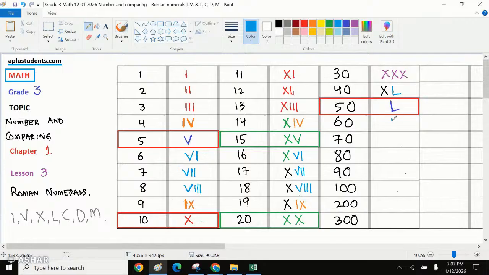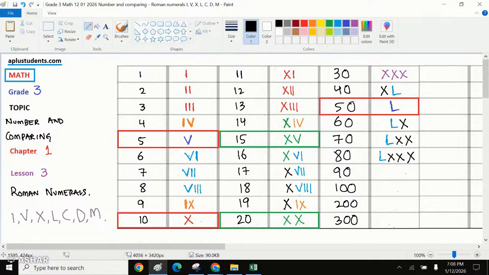60 would be 50 and 10. Okay. The next one is 70. That means 50, 10, and 10. Okay. How about 80? 80 can be written as 50 plus 10, 60, 70, and 80.